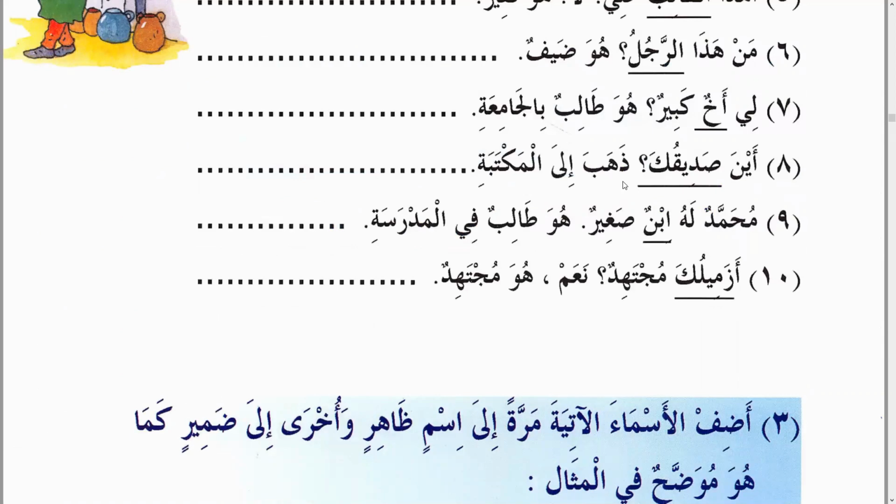Aina sadiquka. Where's your friend? Zahaba ila al-maktaba. He went to the library. So, aina asdiqauka. Where are your friends? So, instead of saying Zahaba, what will you say? They went. We learned just now. They went.